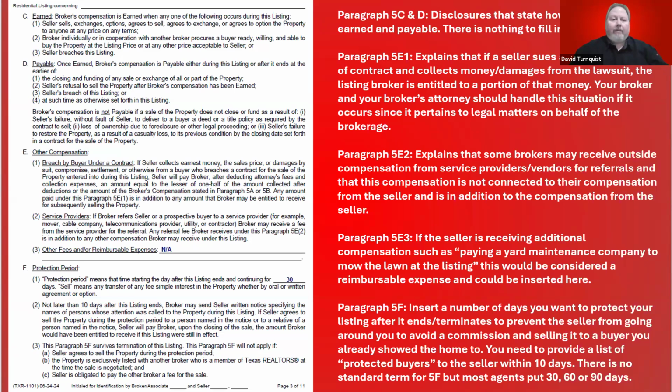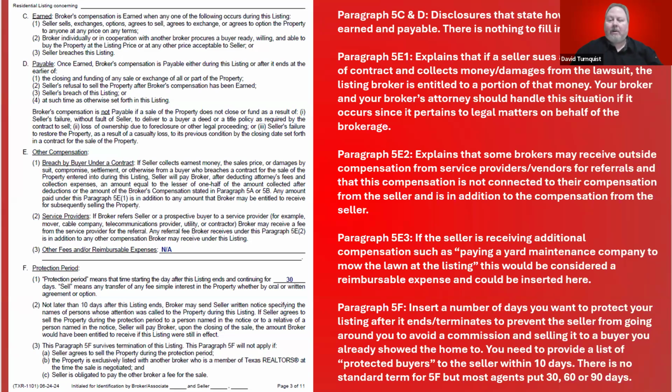Okay, paragraph 5F, the protection period. This is to protect you as the agent, the listing agent, in case the seller terminates or tries to go around you. Say, you know what, I don't want to sell my house now. And then you find out a week later that they are now talking to one of the buyers that you showed the house to, and they end up selling the house to that buyer. And the only reason they told you they didn't want to sell it anymore is so they didn't have to pay you commission. So the protection period basically prevents that from happening.